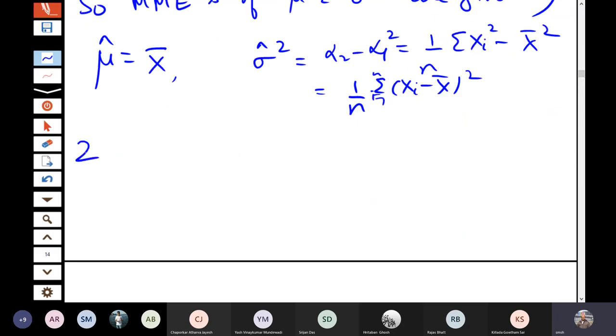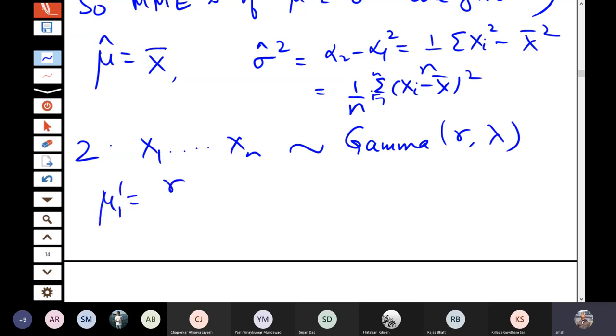Let me take another example. Say x1, x2, xn is a random sample from a gamma distribution with parameters say r and lambda. So two parameters are there. What is the mean of a gamma distribution? R by lambda. What is the second moment? If you remember, it is r by lambda square plus r square by lambda square.